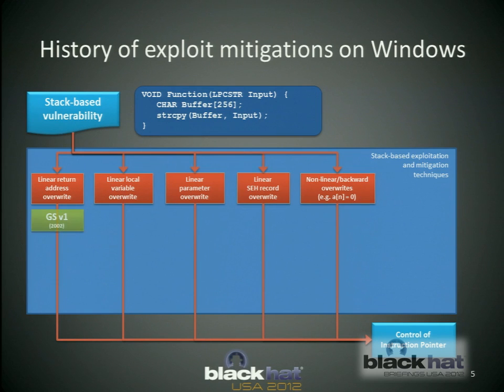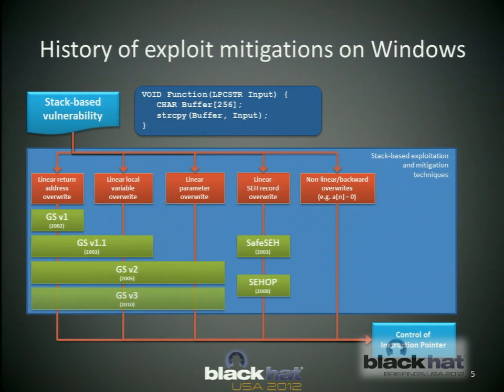Now, in turn, Microsoft has responded by developing a number of technologies that are designed to thwart these techniques that attackers have come up with for turning a stack-based memory corruption vulnerability into something that gives them control of the instruction pointer. So we've developed technologies such as GS, which is stack cookies, if you've heard of it, and we've had a number of iterations of that over time. And we've also developed technologies to make it more difficult to exploit a SEH overwrite, and this includes technologies like safe SEH and SEHOP. But as you can see, these technologies don't cover all the cases.